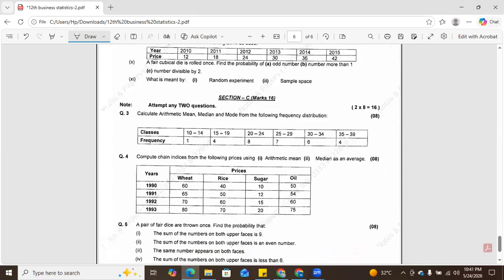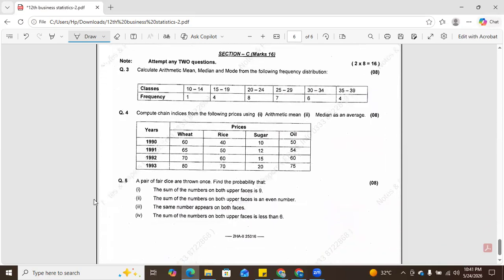In past papers Section C, these were the questions. Make sure you practice at least once. Calculate arithmetic mean, median, and mode from the following frequency distribution. Question number 4 is compute chain indices from the following prices using arithmetic mean, median as an average. So this is the given data.